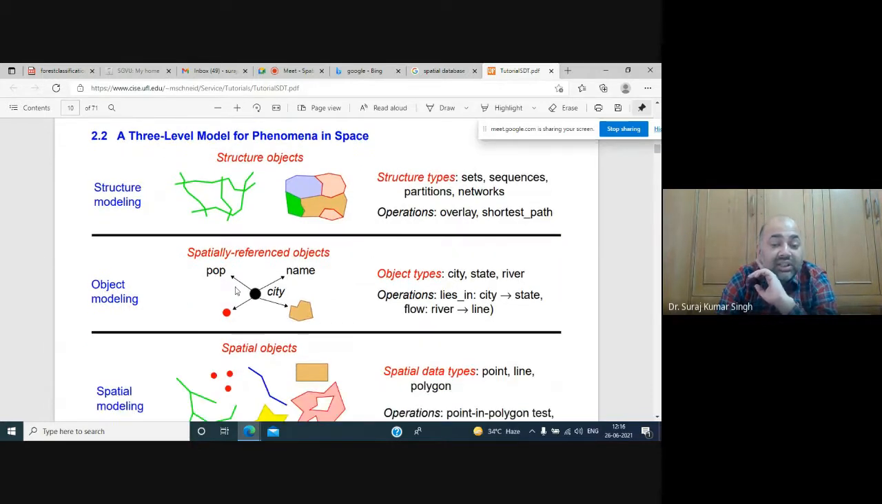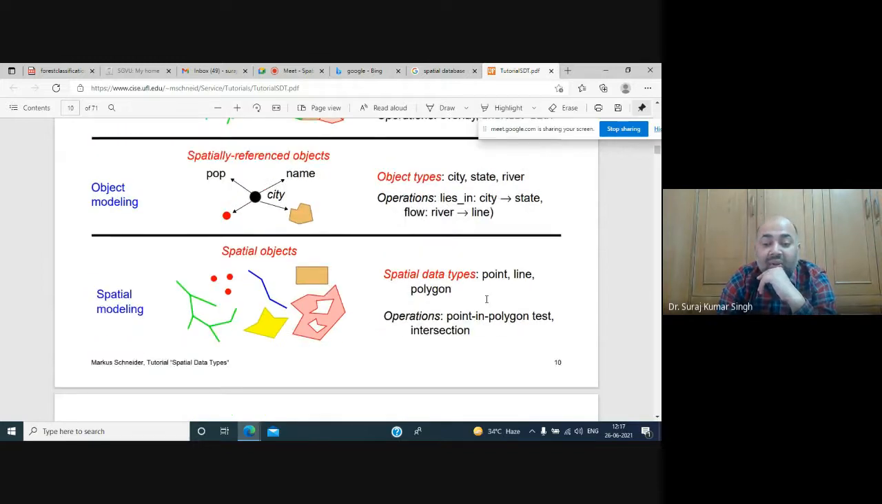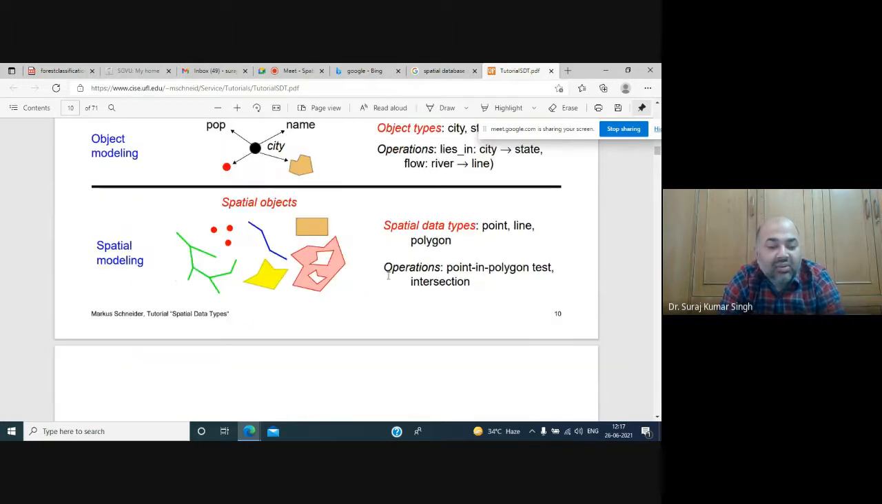modeling. Then you have got object based modeling, where the spatially referenced objects will be connected: population name, city name, location, a date, area name, flow line, path name, all the data has to be labeled. Then you've got spatial modeling, where you will be creating the point data, line data, polygon data. And spatial data types are point data, line data, polygon data, and operations are point in polygon test, intersection, union.